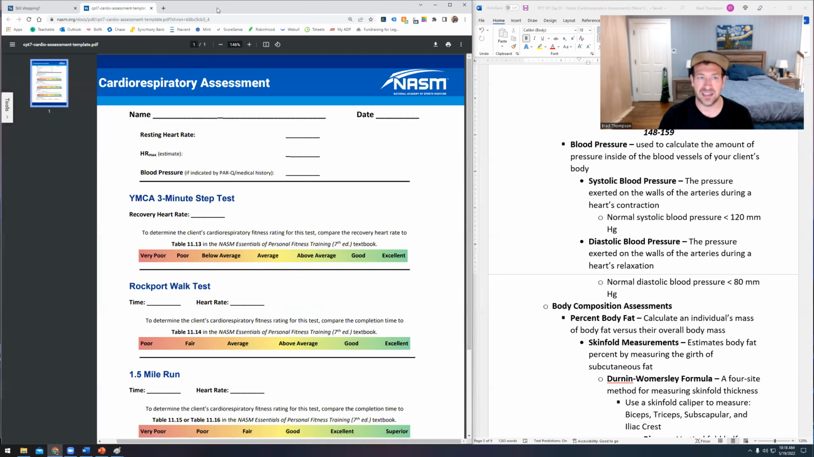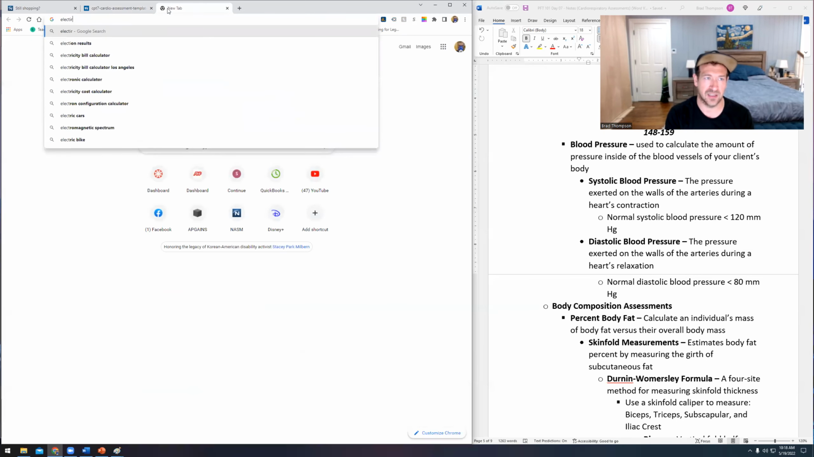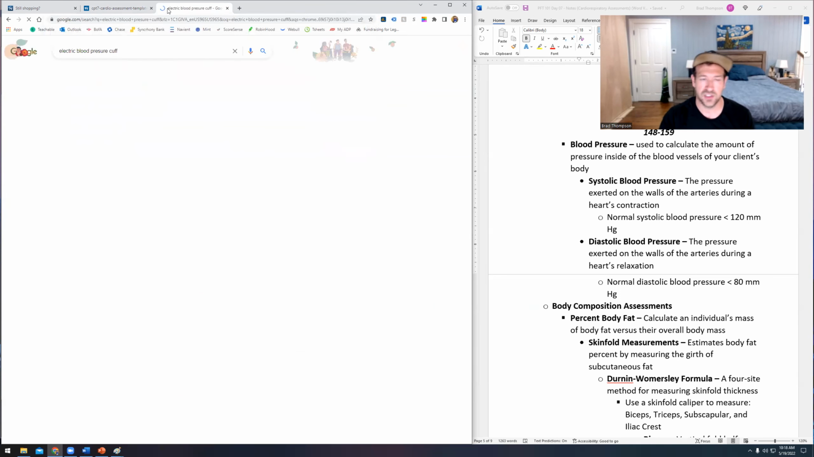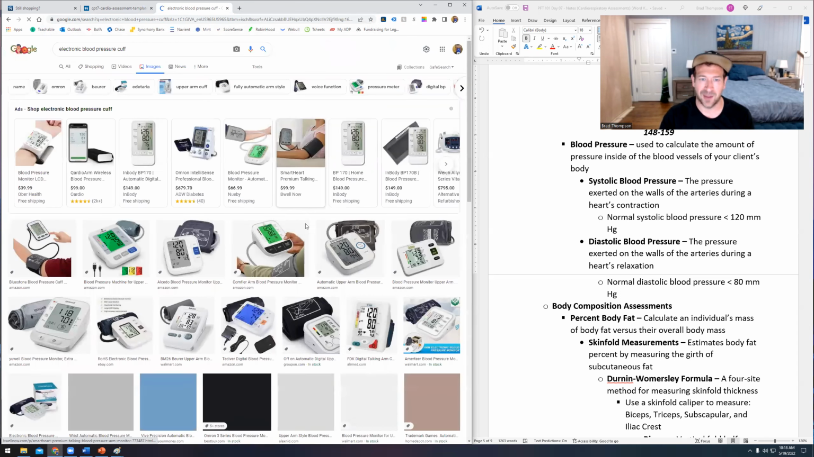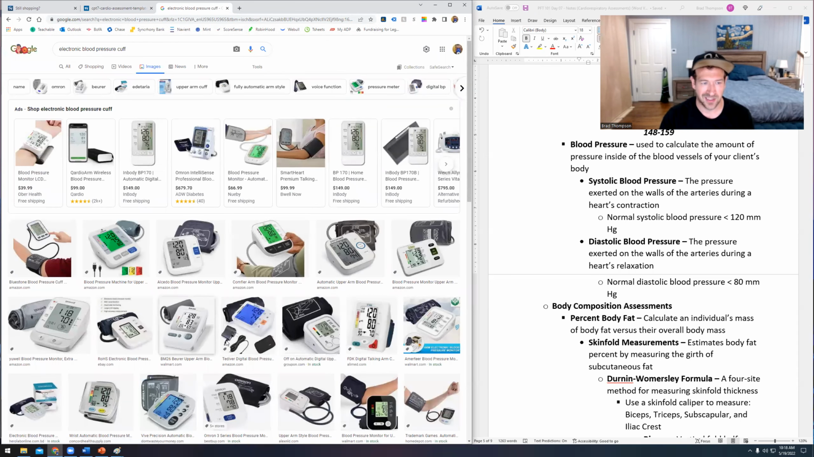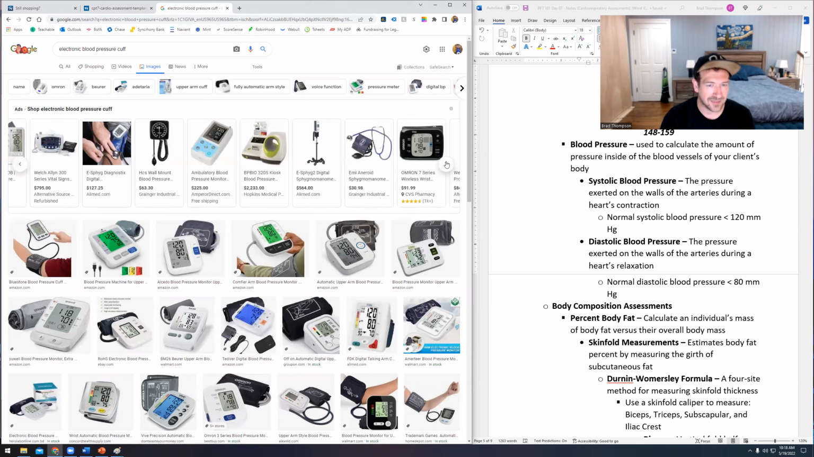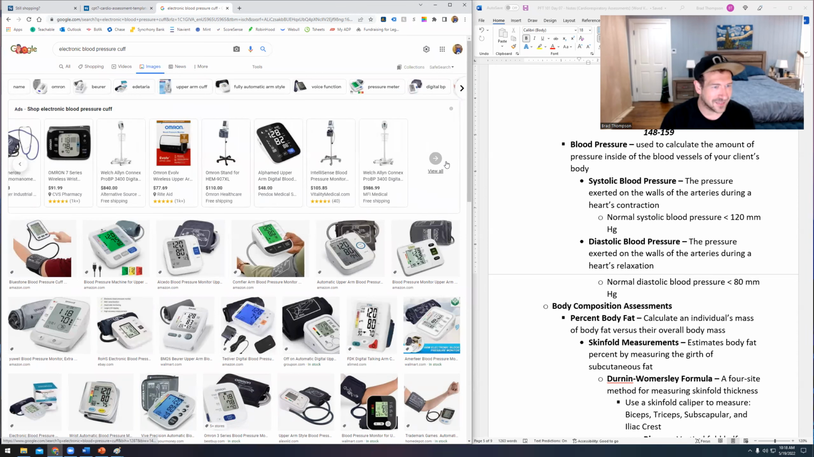And honestly, the easiest thing is just to get an electric blood pressure cuff. Just buy one of these. I know we gave you guys the manual ones, but those things are such a pain in the butt to use. These things are $30. Where are they? Come on, that's like $60 ones. They're not. They're like $30.